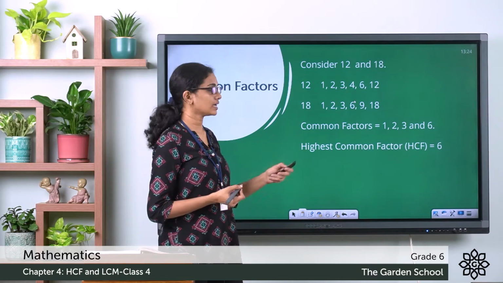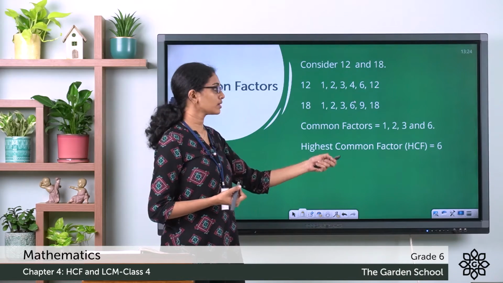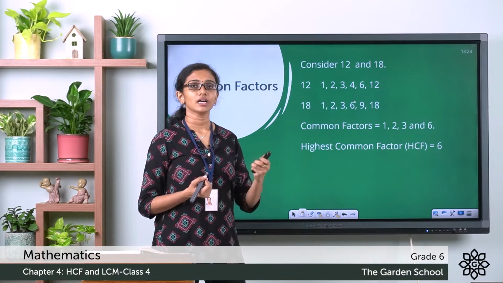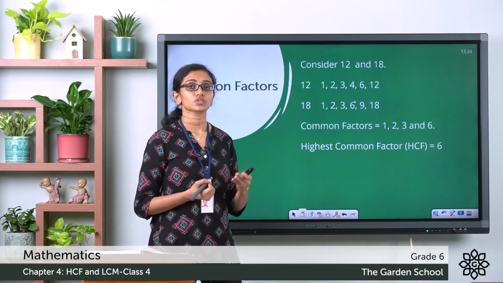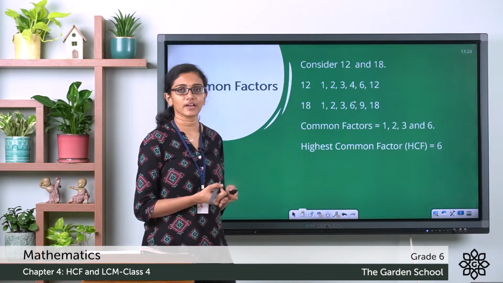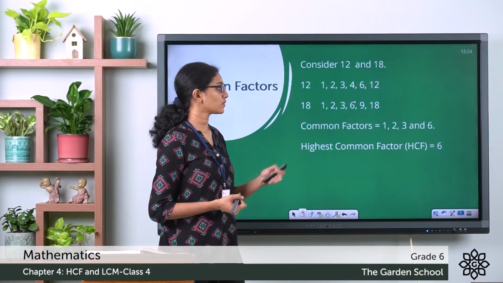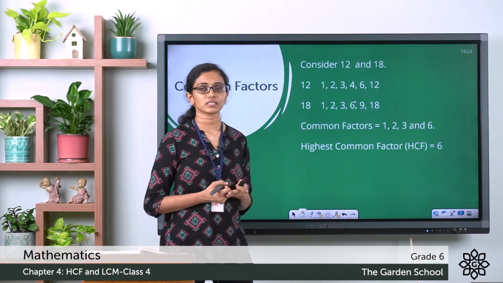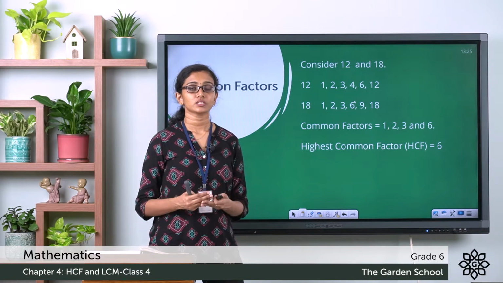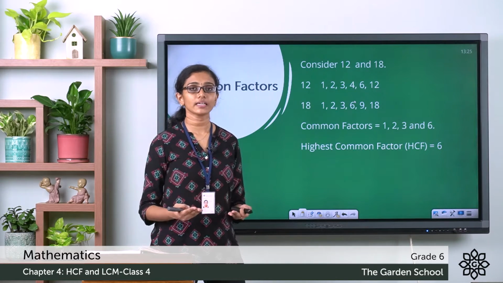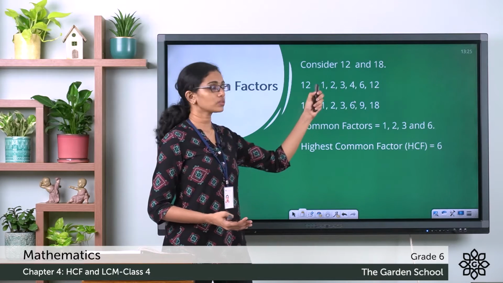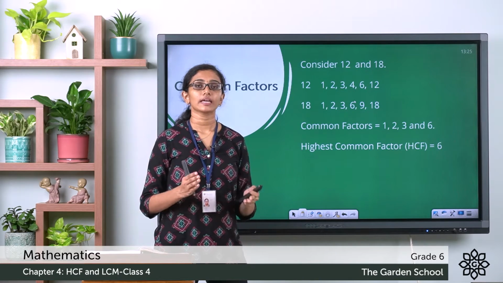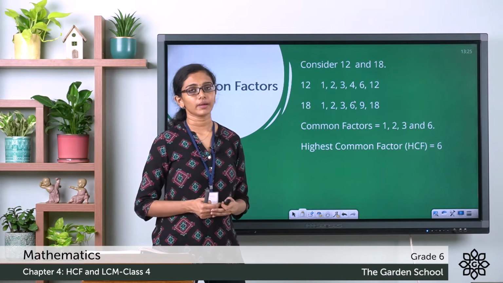And you see the highest or the greatest among these common factors is the factor 6. So you can say the highest common factor or the HCF of 12 and 18 is equal to 6. Or you can say 6 is the maximum or the highest number that can divide both 12 and 18 exactly or without leaving any remainder.